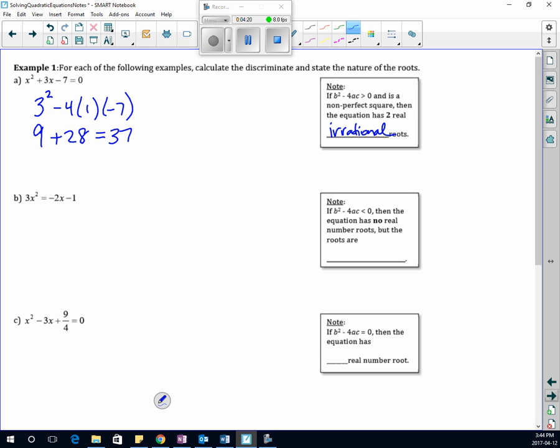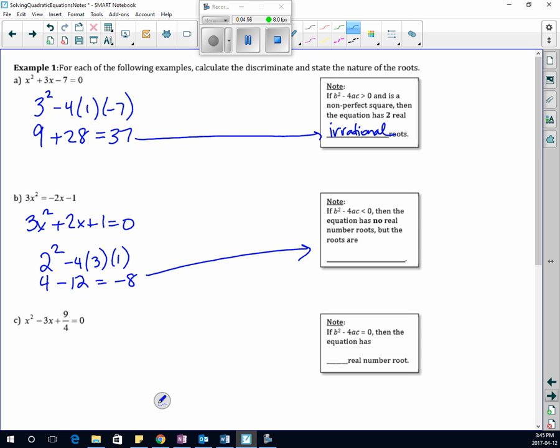Okay, so the problem with the next one is it's not written in ax squared plus bx plus c equals 0 form. So the first thing I need to do is move things over. So 3x squared plus 2x plus 1 equals 0. So that's the only way I can read my a, b, c correctly. So b squared would be 2 squared minus 4 times 3 times 1. So 4 minus 12 equals negative 8. Remember, we can't square root a negative number, so that corresponds with no real number roots.